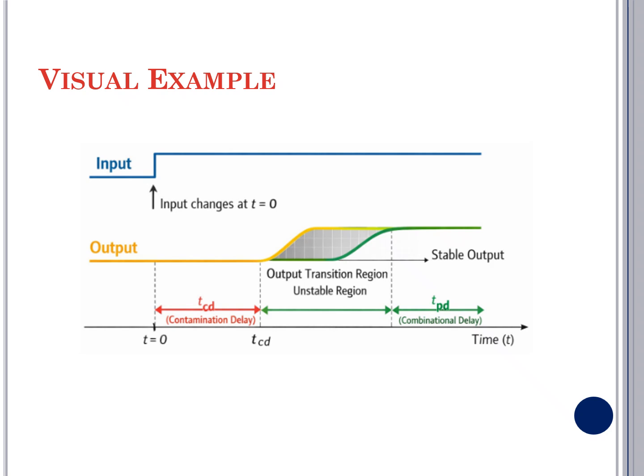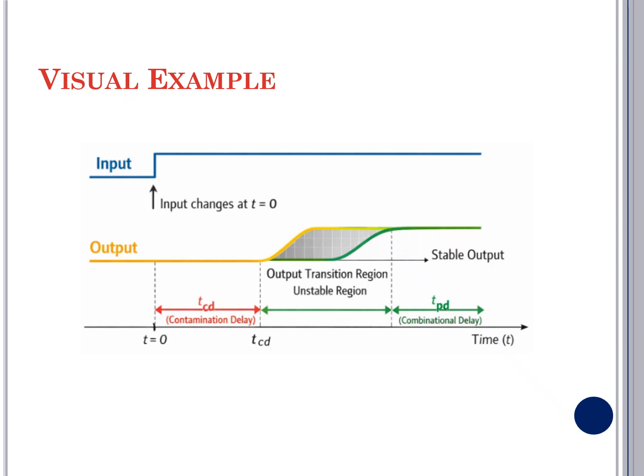Now look carefully at this part. The output does not jump instantly to its final value. It gradually transitions, passing through an unstable region. This is called the output transition phase. After some time, the output reaches its correct and stable value. This total time from input change to final stable output is called the combinational delay or TPD. TPD is the time from input change to stable output.